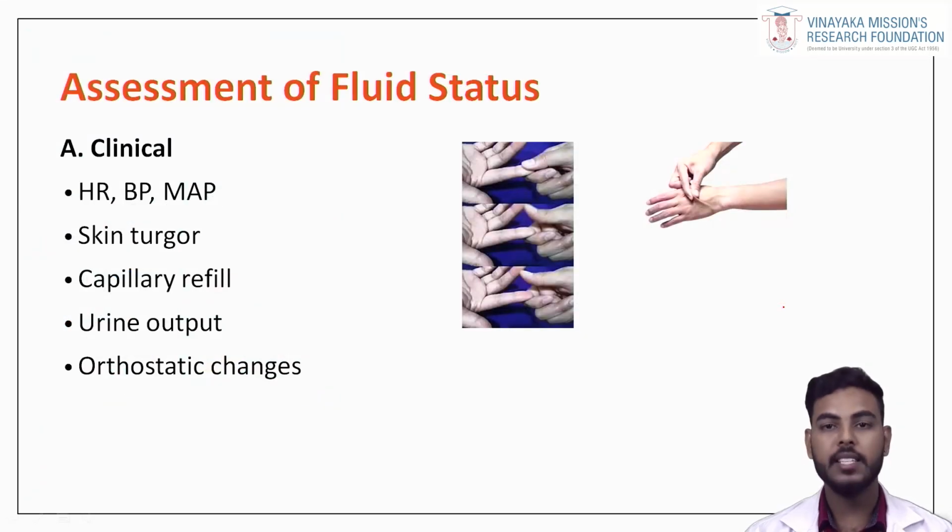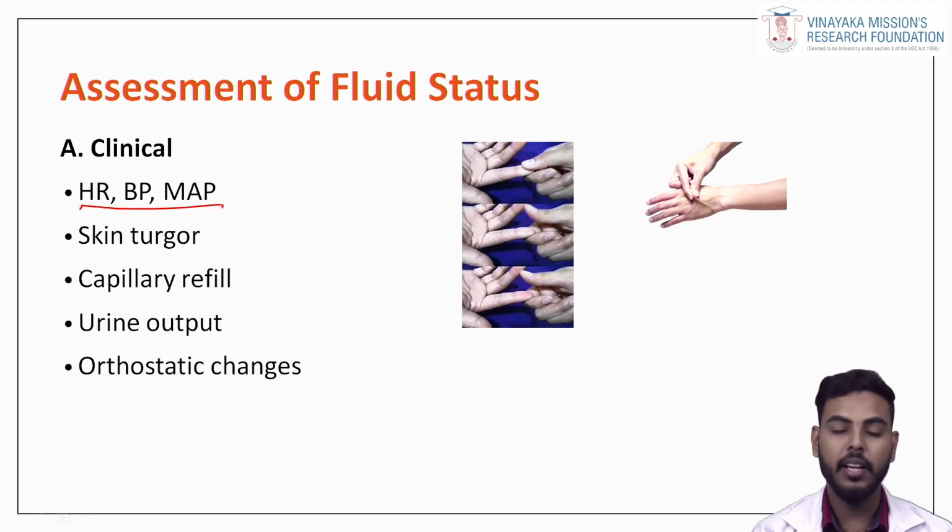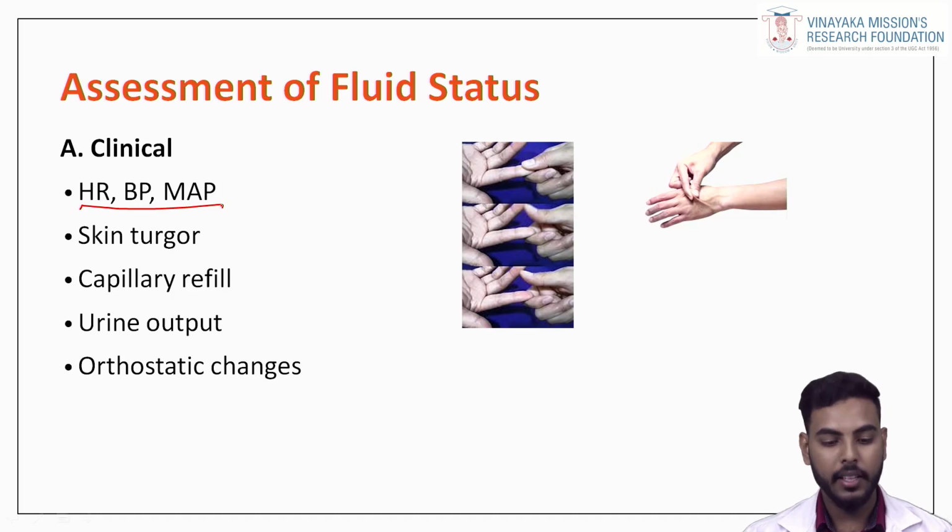Next, coming to assessment of fluid status. How to assess the fluid status? When we are going to give fluid to the patient, first we mainly have to assess the heart rate, blood pressure and MAP, that is the cardiovascular status of the patient. Heart rate should be measured, then blood pressure, whether the patient is hypotensive or hypertensive, and what the mean arterial pressure of the patient is.